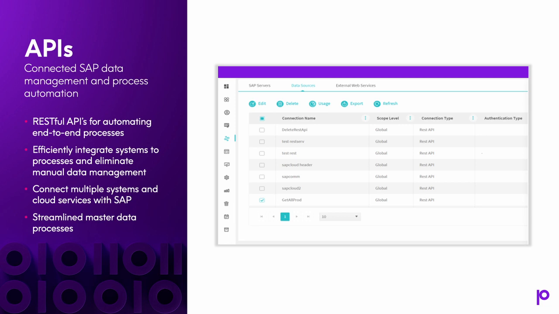These APIs help solution developers efficiently integrate systems and processes to eliminate manual data management that often leads to poor data quality and ungoverned process tracking.